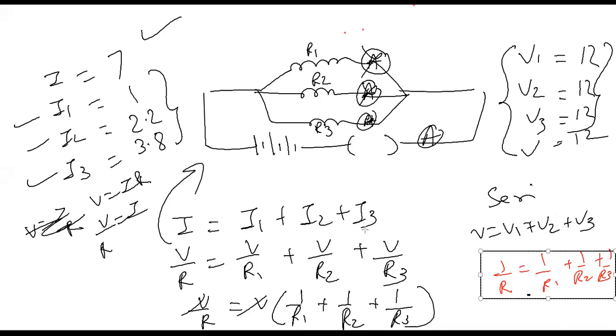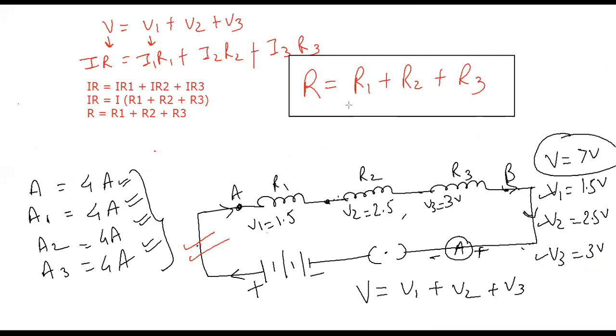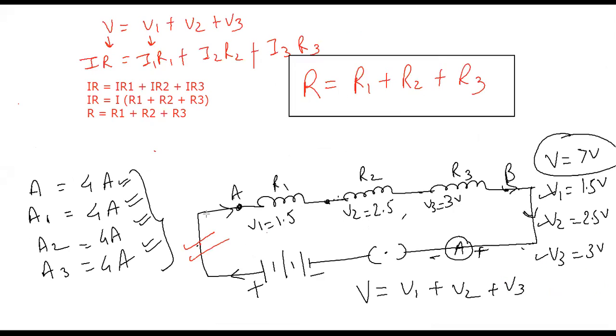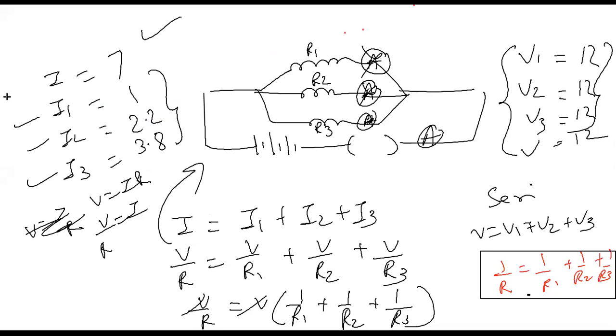Yes, sir. For series, R is equal to R1 plus R2 plus R3. But for parallel, 1 upon R is equal to 1 upon R1 plus 1 upon R2 plus 1 upon R3. Yes or no? In series, current remains the same. Voltage, total voltage was the sum of individual voltages. In parallel, total voltage remained the same, but total current was the sum of all the currents. Okay. This is an important point.